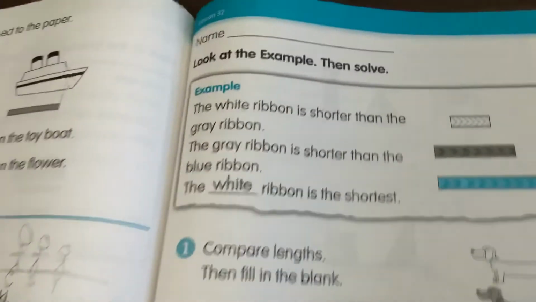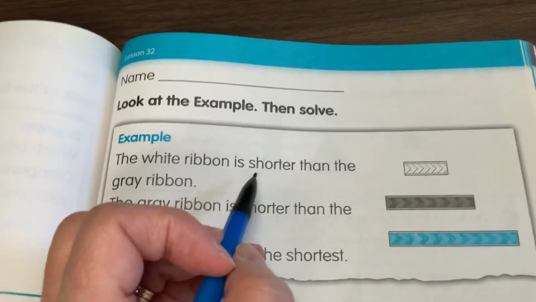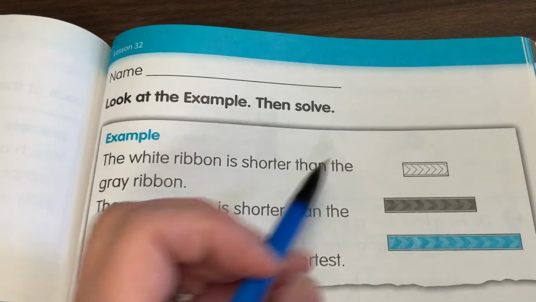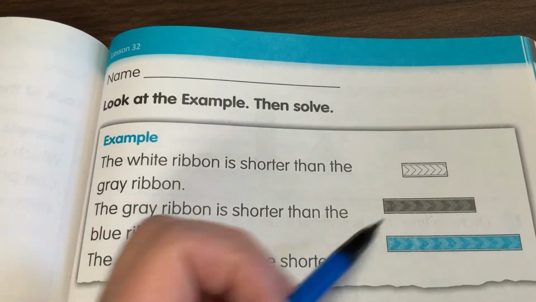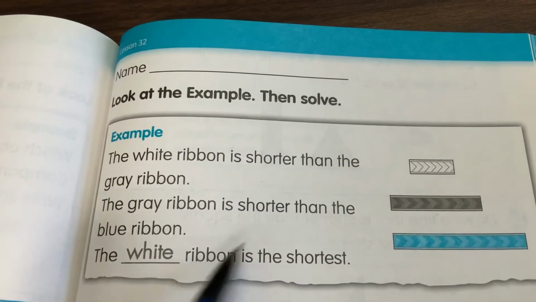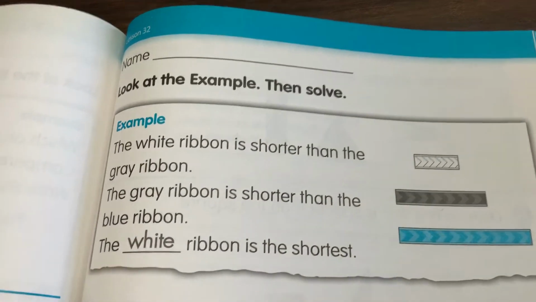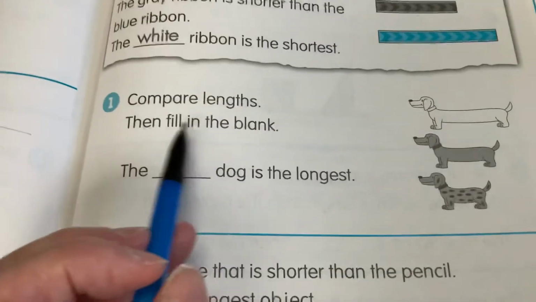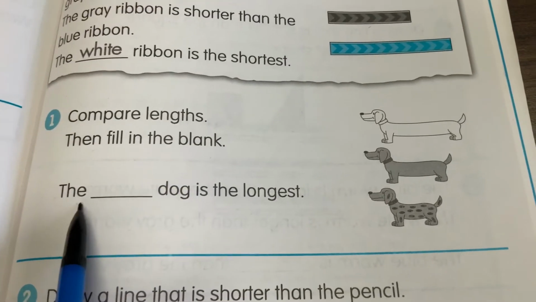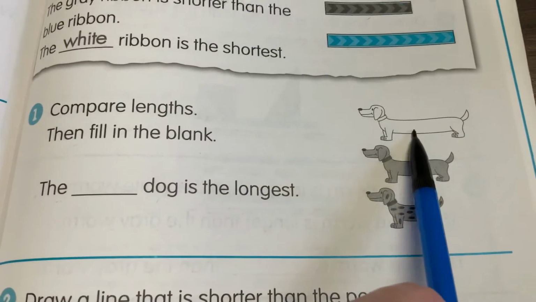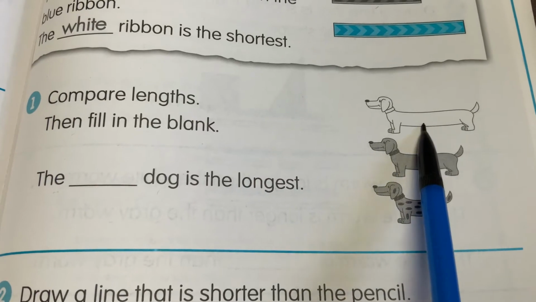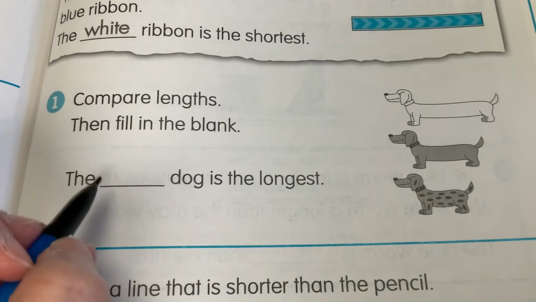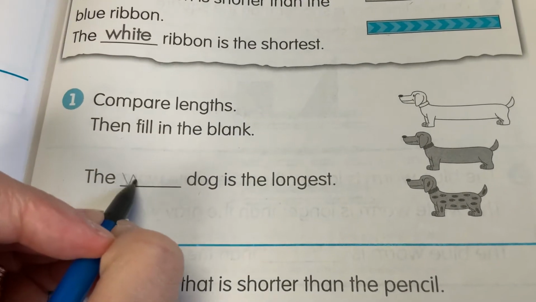Okay, and then the next page says the white ribbon is shorter than the gray ribbon. And it is. The gray ribbon is shorter than the blue ribbon. So the white ribbon is the shortest. Compare the lengths, then fill in the blank. Which one is the longest dog? Well, we can see here the shortest, next, and the longest. So the longest dog is the white dog.